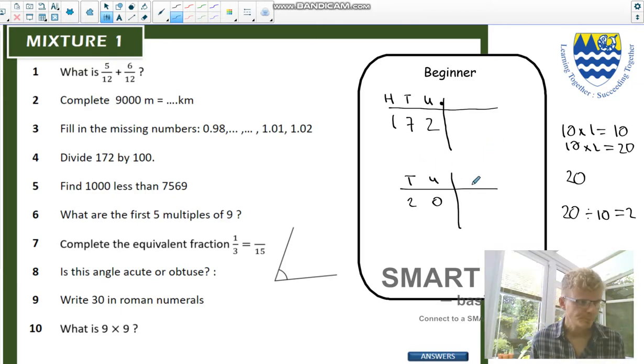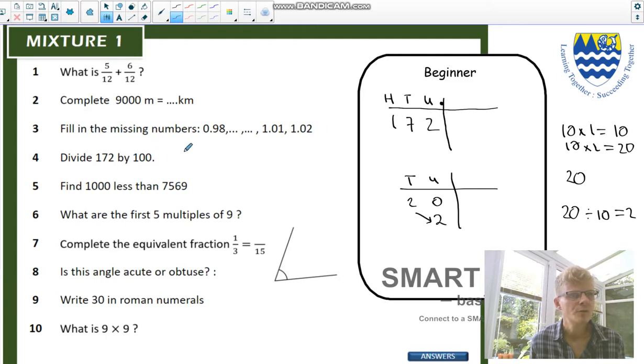So if we put our answer in our table, our 2 ends up in our units column. As we can see, when we divide something by 10, our individual digits have moved across into the next column. When we're dividing, they move to the right. If we're multiplying, they move to the left. So let's go back to our 172.